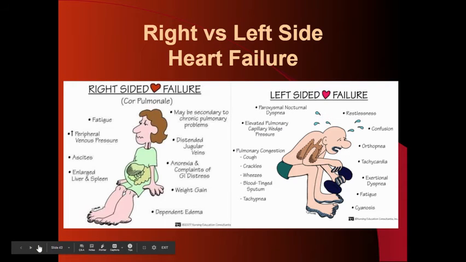More specifically, you can see some of the symptoms with right-sided versus left-sided heart failure. They're going to have different symptoms.